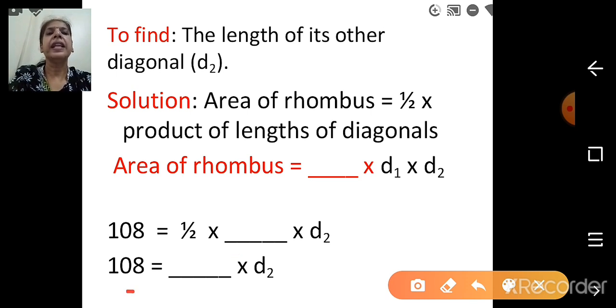Now 108 is equal to dash into D2. It means 18 is divided by 2, half of 18. So what will come here in this dash? It will come as 9. So 108 is equal to 9 into D2.